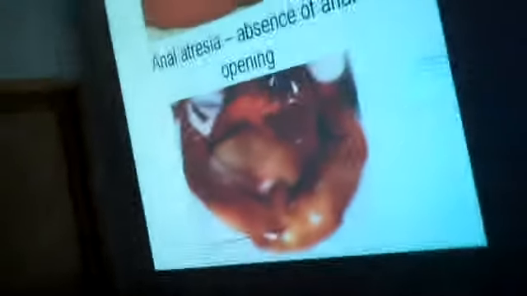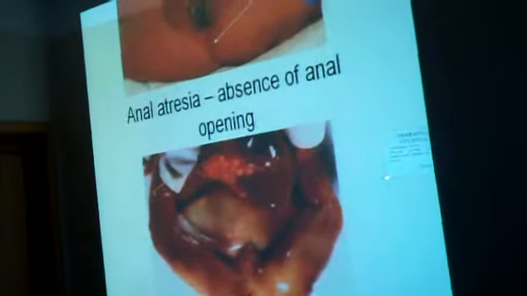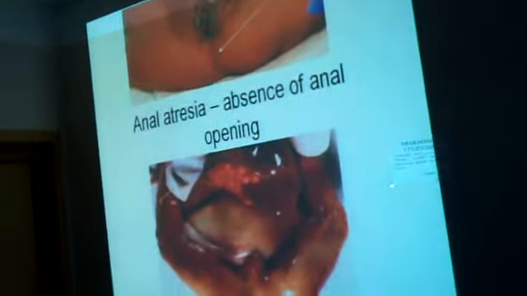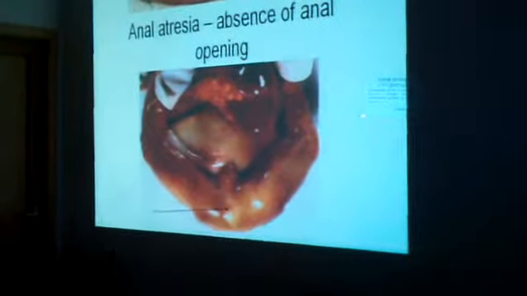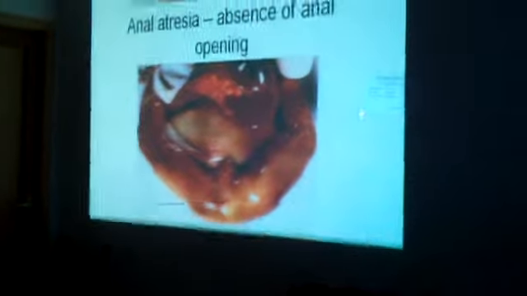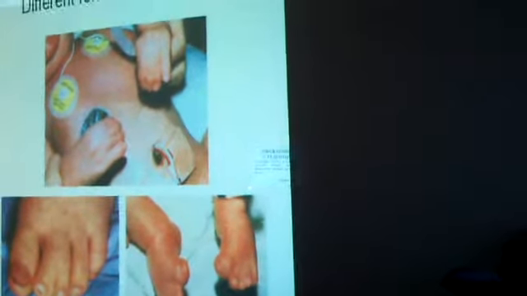Disorders of cell death, maybe absence of anal opening. The bottom one is an embryo. Absence of anus. Skin. Or syndactyly, when fingers do not split.